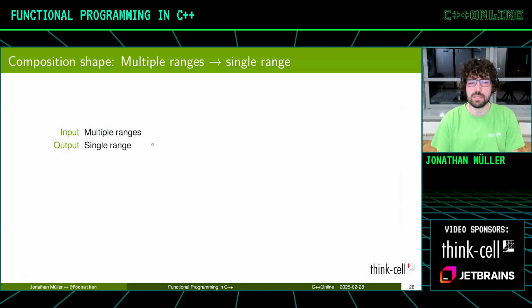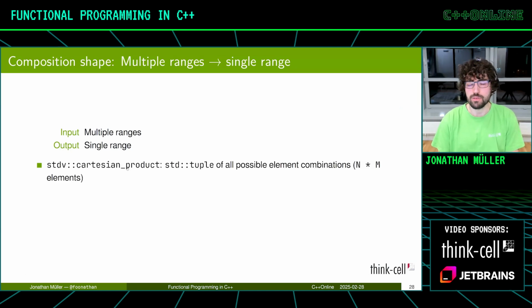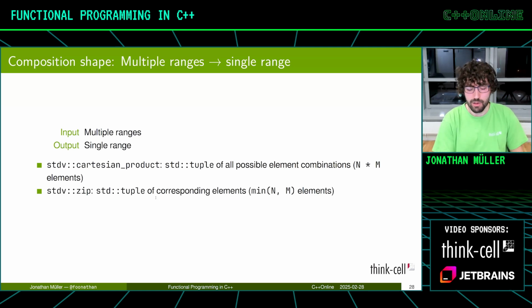The general composition shape is here. We've got multiple ranges, and we want to return a single range. What we can do, for example, is Cartesian product. This produces a tuple of all possible element combinations, and there are n times n of those. Then we've got zip. Zip is a tuple of corresponding elements. It iterates over them in lockstep, and you get a tuple of each element from the zip. So the smaller of n or m many elements. This is surprisingly useful, especially a zip of the range with itself slightly shifted, and then you get adjacent pairs and things like that.